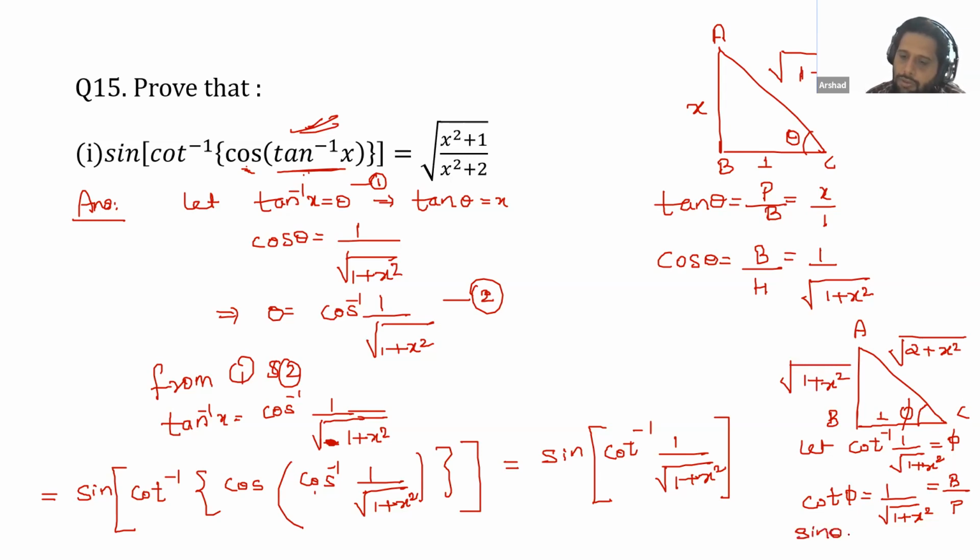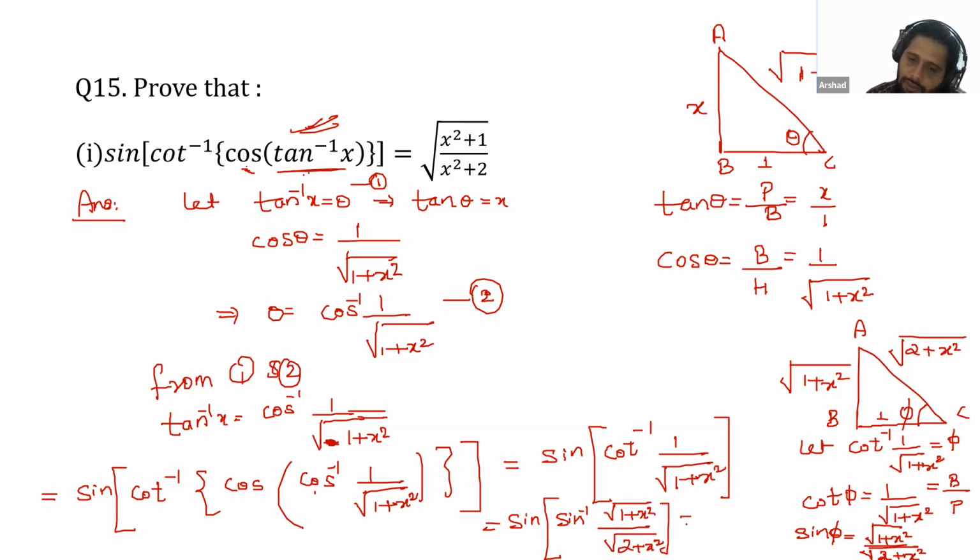Sine phi is equal to perpendicular by hypotenuse. Perpendicular is under root 1 plus x squared, by hypotenuse under root 2 plus x squared. If sine phi is equal to this, then phi is equal to sine inverse of this one. So in place of this cot inverse, we can write sine, then sine inverse under root 1 plus x squared by under root 2 plus x squared. And this will give us sine inverse of the square root of 1 plus x squared by 2 plus x squared.